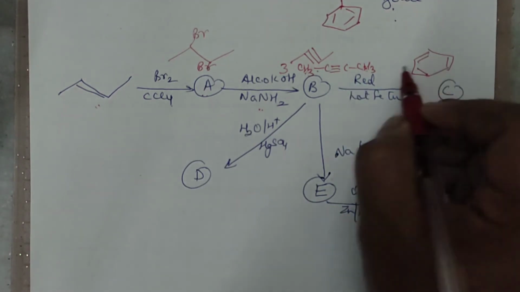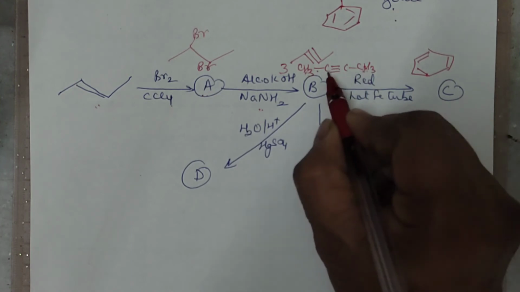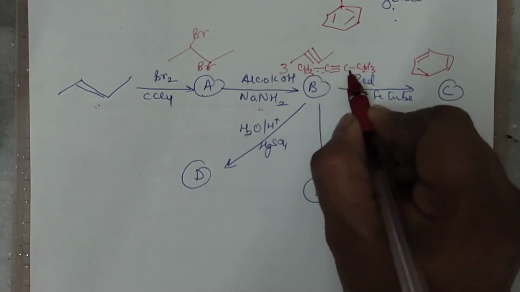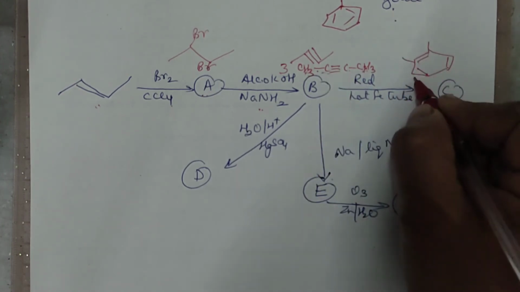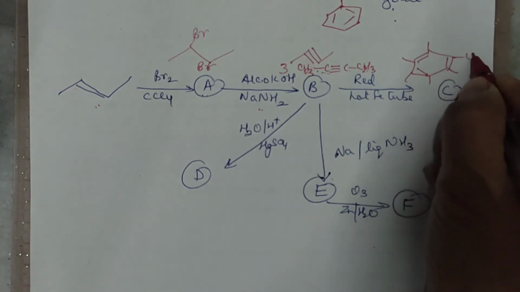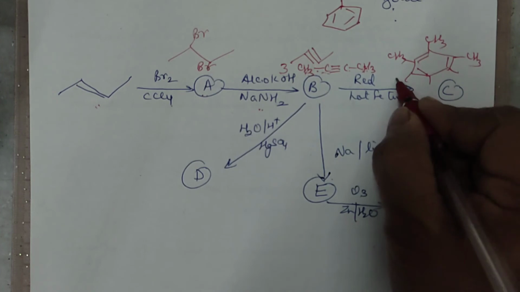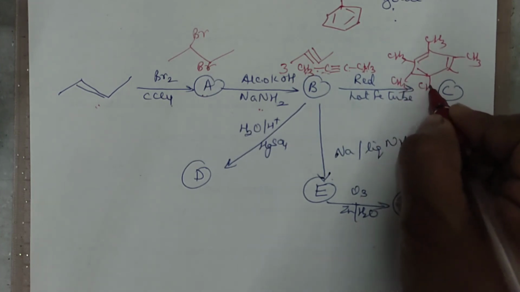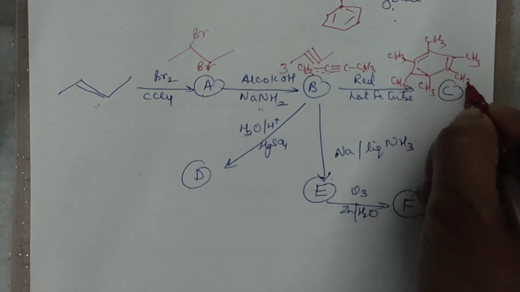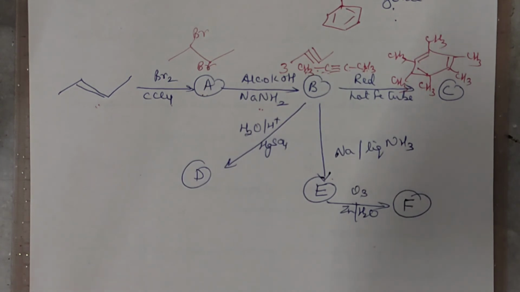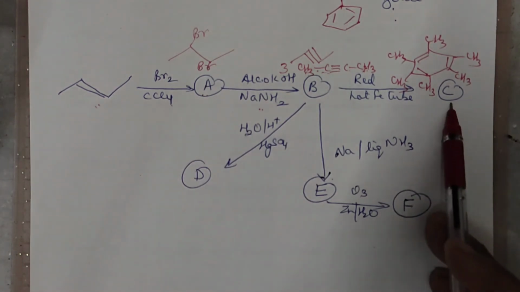But apart from that, there are 2 methyls present on every carbon atom. That means every carbon atom here will get 1 methyl. So it will be 1, 2, 3, 4, 5, 6, hexamethylbenzene. All H will be replaced by this. Okay. So you will get this as C.